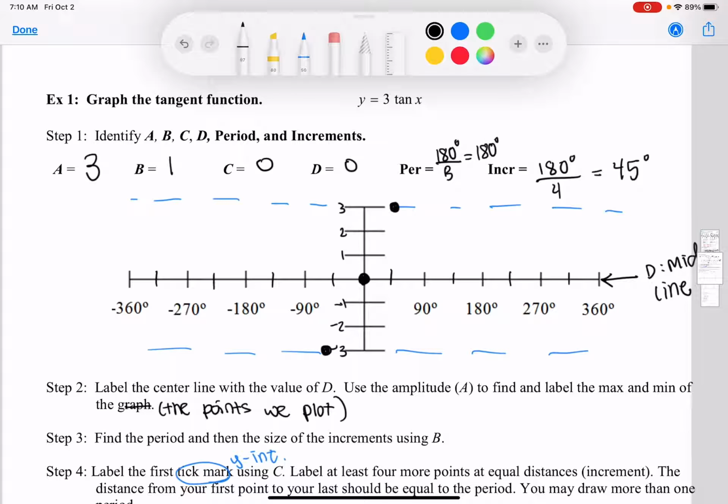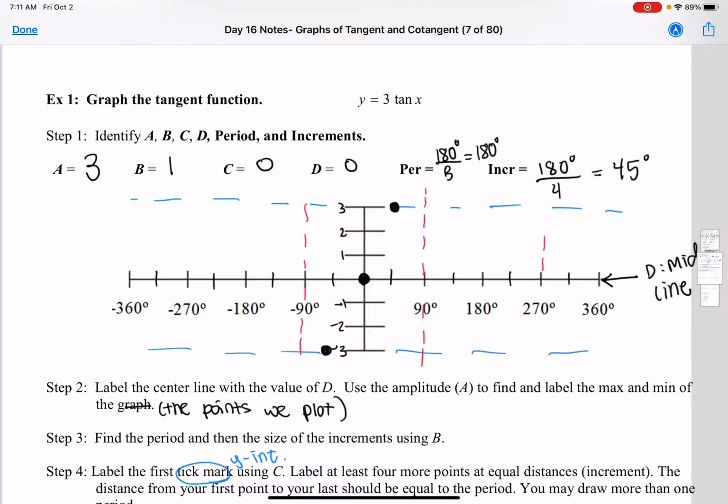Since I didn't have any left or right movement, my asymptotes will be in the same spot that they were for the parent function. So I have an asymptote at -90 and +90 for tangent, and then at positive and negative 270.